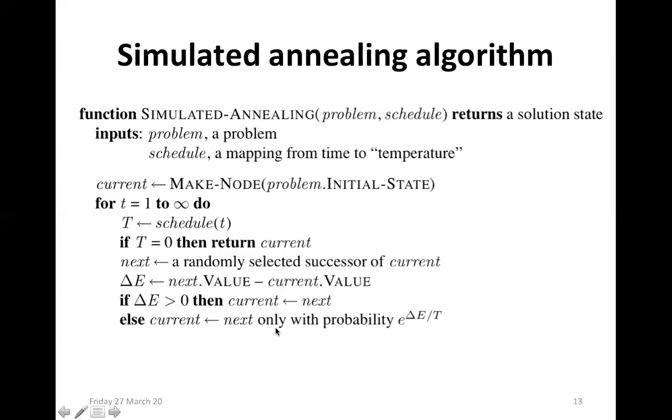So when you come to this else portion, now you have to understand this point. When your delta E is positive, it always means that your next value is higher, and then you are simply updating the next value to the current value. But when your delta is negative, what does it mean?